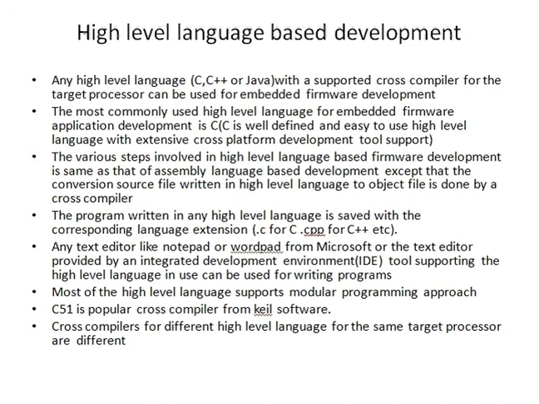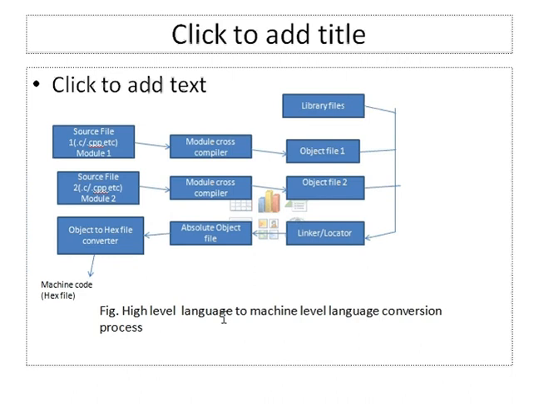So this is your block diagram of the high level language to machine level language conversion. Here you have a .cpp file or .c file. Only one difference here: rather than using a module assembler, we will be using a module cross compiler. This program converts a .c file into an .object file. Once you get the .object file, the procedure is the same. You use a linker. The reason we use a linker is to resolve some of the labels which you have written in your .c file.